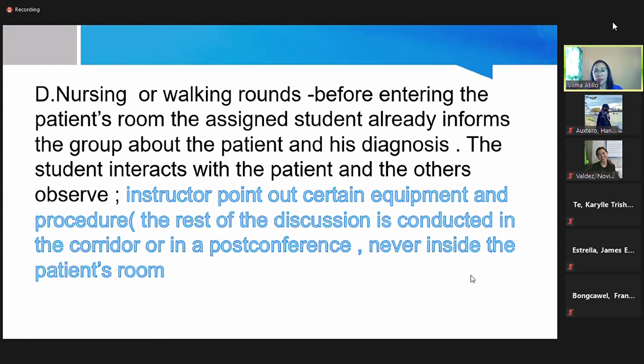Okay? The instructor points out certain equipment. For example, a ventilator: it's our first time on duty in the ward and this is the first time that the patient is having a ventilator. So I can call all my students just to show that this is a ventilator, so that the next time you see it, you already know what it is. This is oxygen, things like that. Never inside the patient's room, but just outside. You can discuss inside, but you have to use medical terms with the permission of your client also.